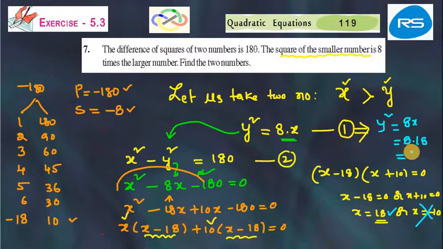So what will we get? 8 into 18 is 144. So y square is equal to 144. What is the value of y? Y is equal to square root of 144. You already know the value of the square root of 144, that is 12. So x is 18 and y is 12. So these are the two numbers. As simple as that.